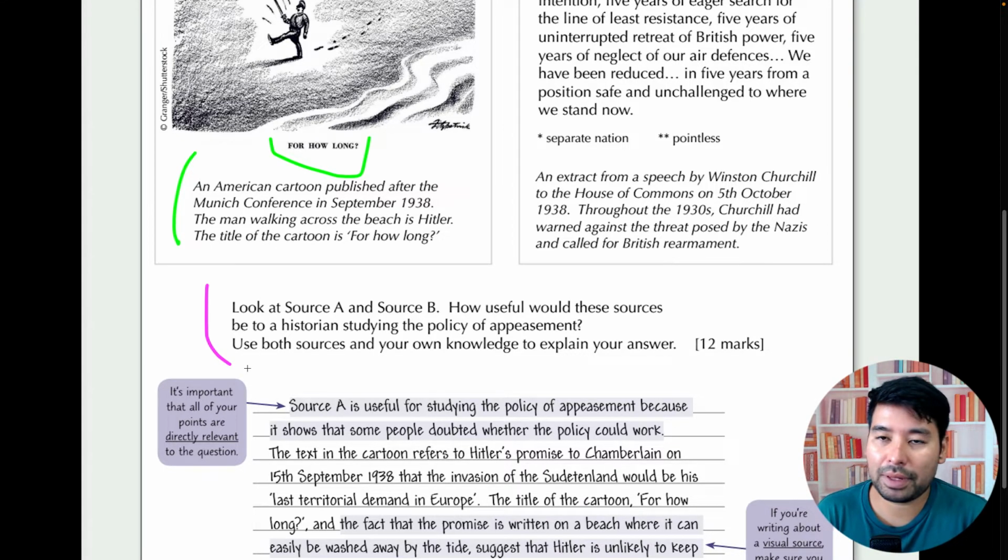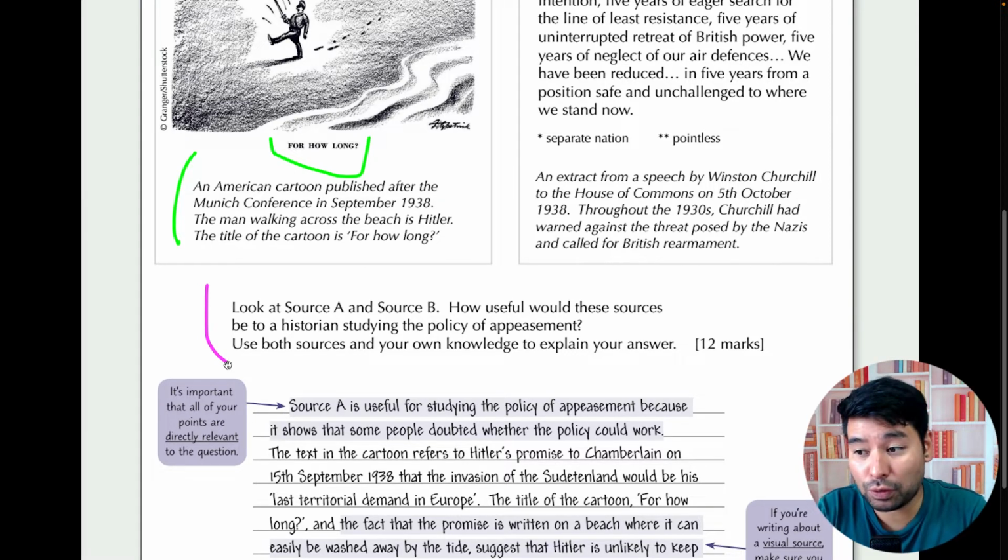Again, as you can see, in all these exam-style questions that we have done before, the questions are quite similar, right? So how useful, how important, these Sources A and B would be to a historian. A historian is a person who studies that kind of topic, okay? The policy of appeasement, this appeasement thing. So it's going to be very useful, not useful, it's going to help, it's not going to help, okay?